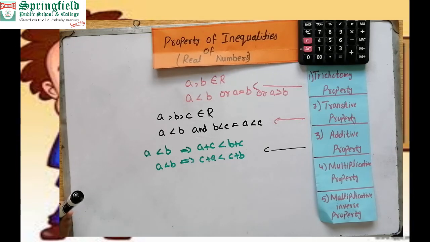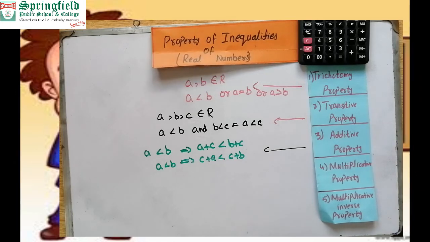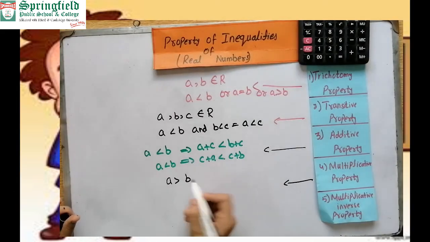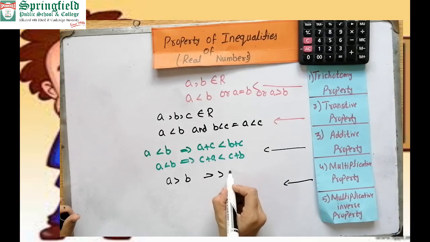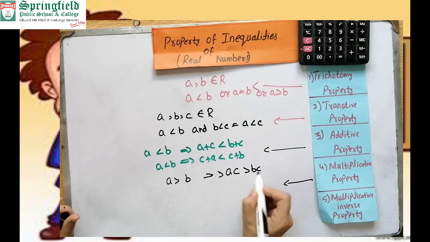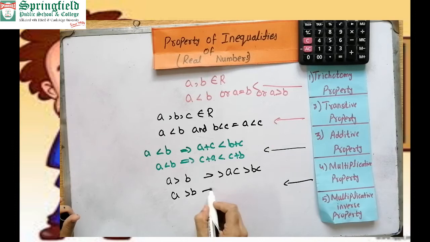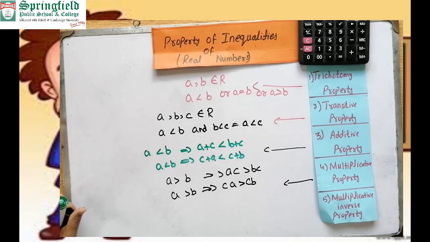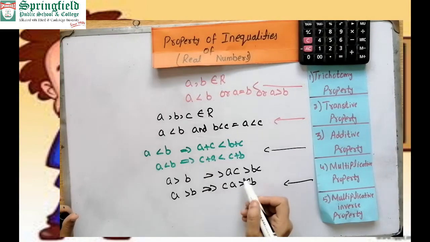Okay, and then the multiplicative property. When A, B, C are real numbers, then there are some categories. When A is greater than B, it must be that the product AC is greater than BC, and the product CA is greater than CB. The second part of this one: A, B, C real numbers, when A is greater than B, then AC may be less than or greater than.